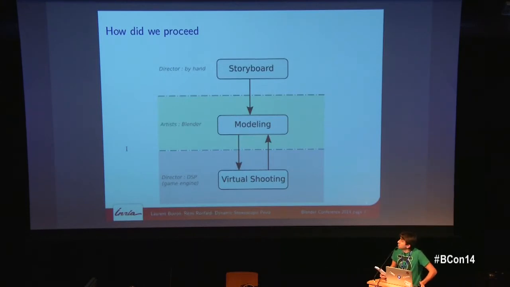So we have three steps: the storyboard, the modeling, and the virtual shooting. So the storyboard stage is where the director draws the storyboard by hand, and then he sends this storyboard to the Blender artist. So the Blender artist, I was the Blender artist. So with this storyboard, I start modeling. So I created the set, the virtual scene, the characters, and everything needed to shoot this movie virtually. So I worked in Blender, and then once it was done, I sent the blend file to the director.